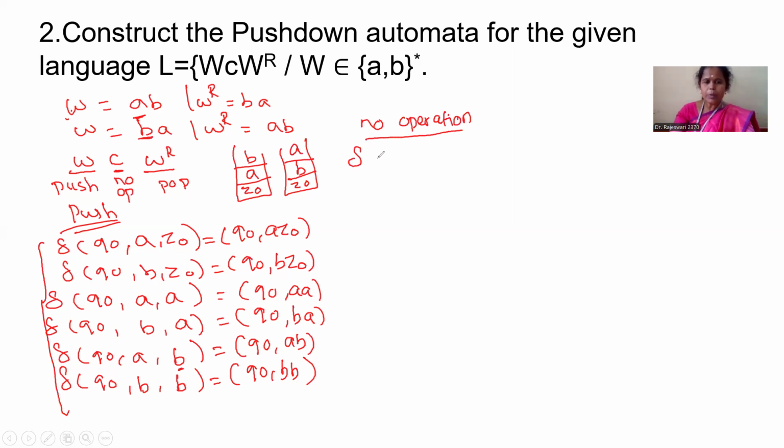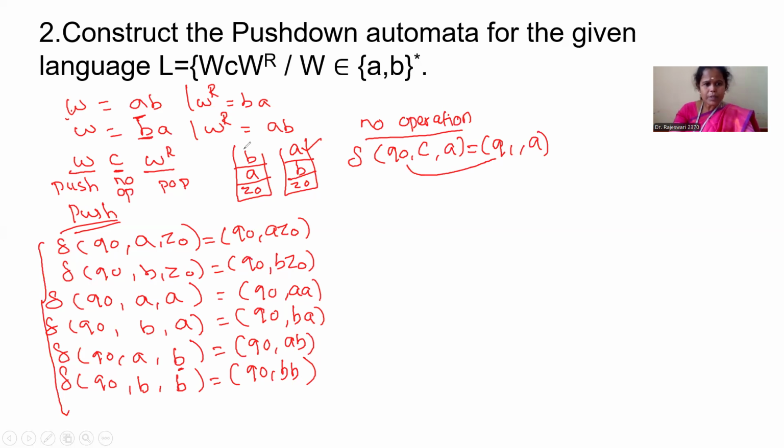So whenever the pushdown automata checks the separator C, that is (q0, C, A), on the top it can be A. If it is A, we are not performing any operation, but there should be a state change. From q0, it goes to q1 and A remains as such.